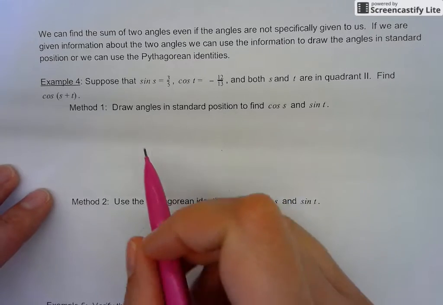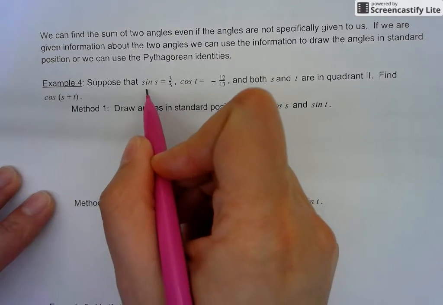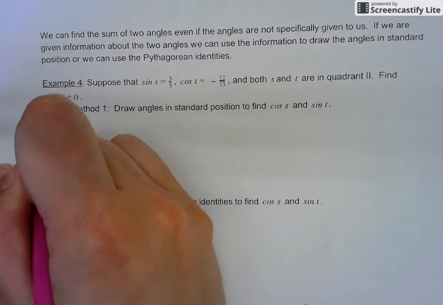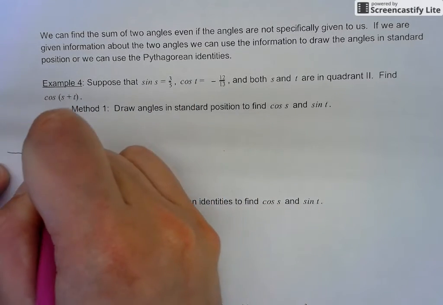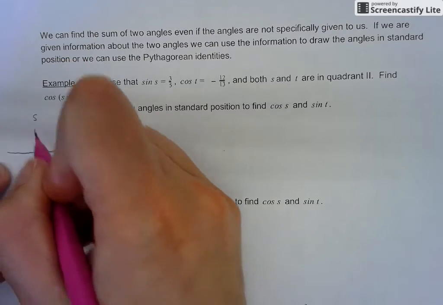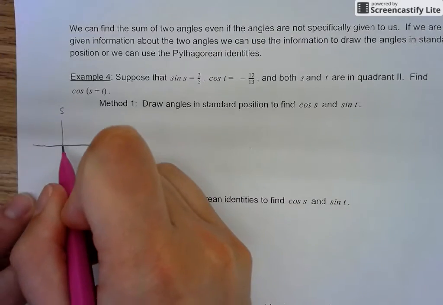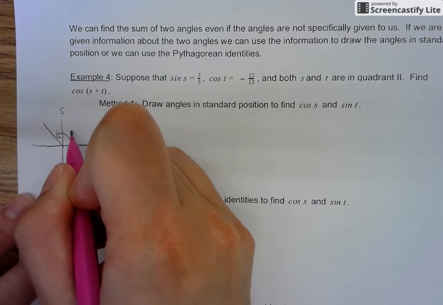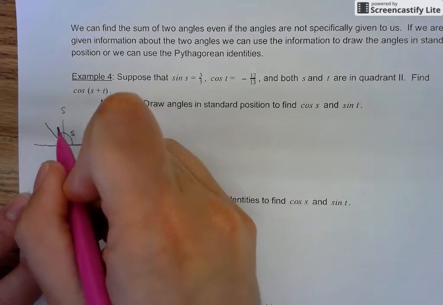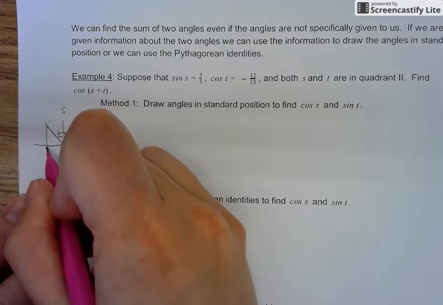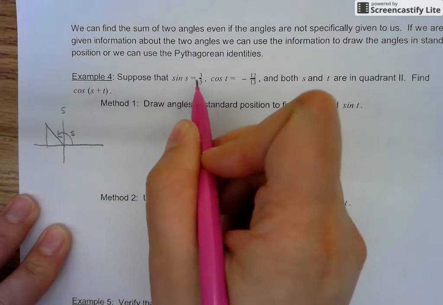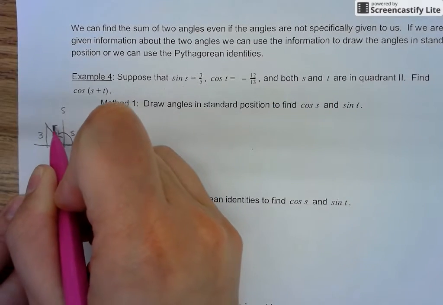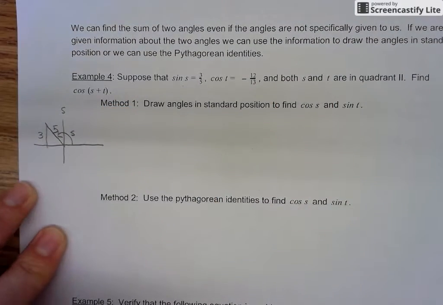First of all, I'm going to worry about my angle s. Remember, s and t are angles. They're both in the second quadrant. So this one's my angle s, in the second quadrant. What do I know about this? I know that the sine of s is 3/5, so that means opposite over hypotenuse, we've got 3 over 5.